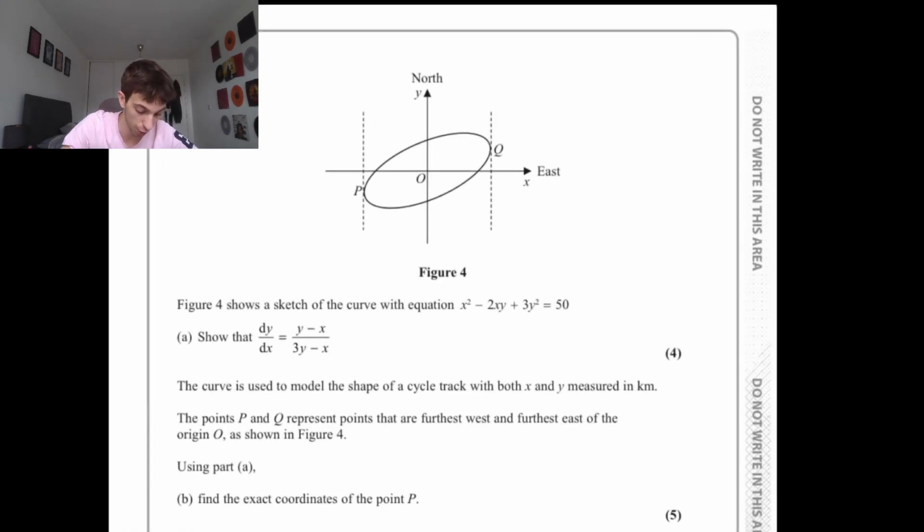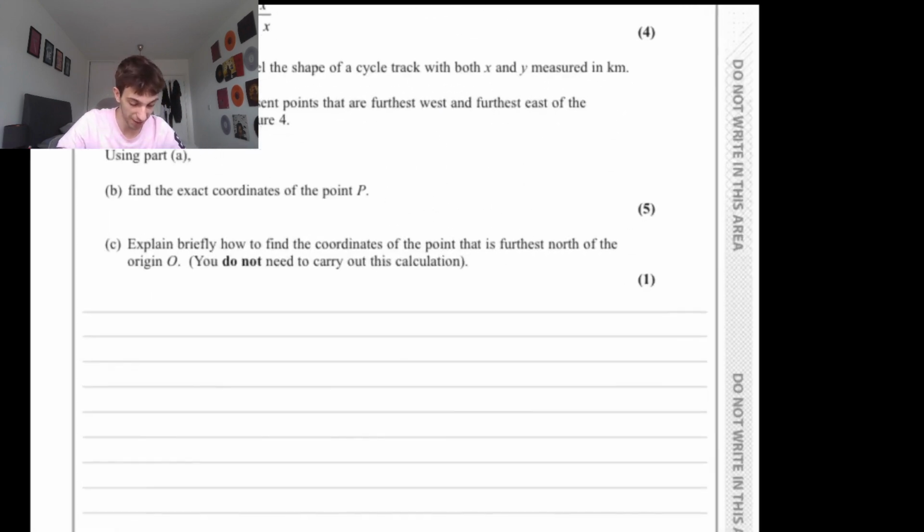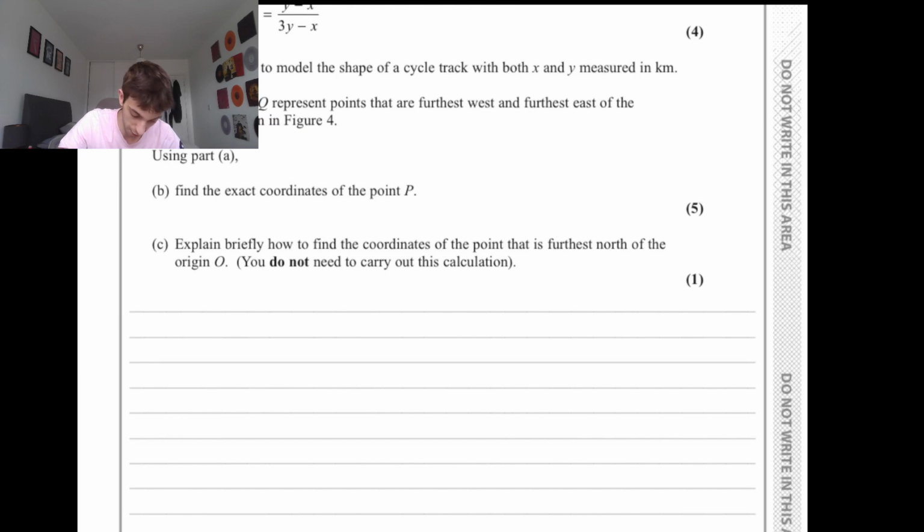Figure 4 shows a sketch of the curve of equation x squared minus 2xy plus 3y squared equals 50. Okay, we have to show that dy/dx equals (y minus x) over (3y minus x). A little bit of implicit differentiation. Let's just rewrite our equation very quickly.